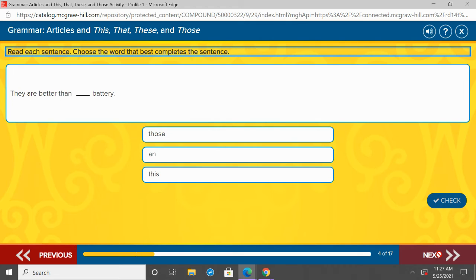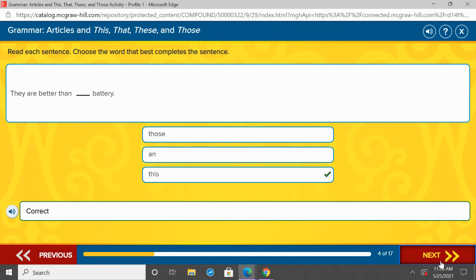Fantastic. They are better than blank battery. So we're using singular, right? We're talking about one battery. They are better than those battery. Well, that's plural. They are better than an battery, or they are better than this battery. So we either need to use an or this. Well, in this sentence, we would use this. They are better than this battery.